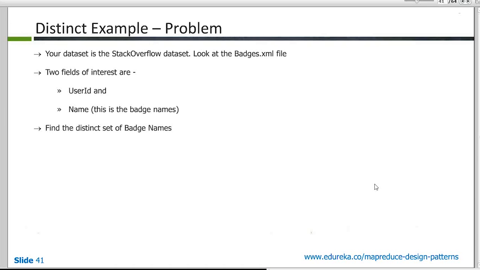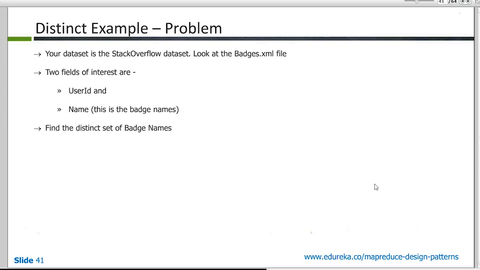Okay, so we come to the example for this pattern, and for this we're going to have a look at the badges.xml file, and there are two fields of interest here for us: user ID and name. The problem we'll try to solve is find the distinct set of badge names. In badges.xml, I'll show you that file, there are names for the badges, and because there are multiple records in there, there are definitely duplicates.